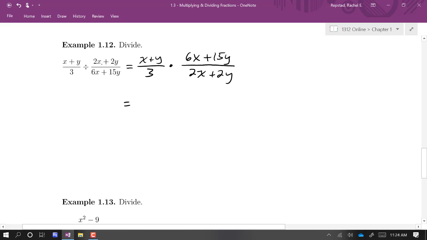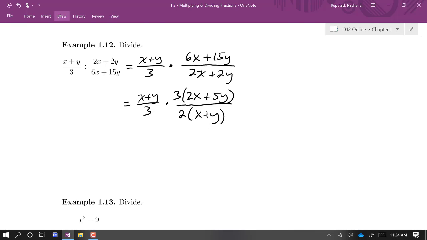Now we'll factor everything that'll factor in the first fraction. Nothing, it's already factored all the way. In the second fraction, we could take out a 3 up top, and we have 2x plus 5y. And then in the bottom, we could take out a 2, and we have x plus y.